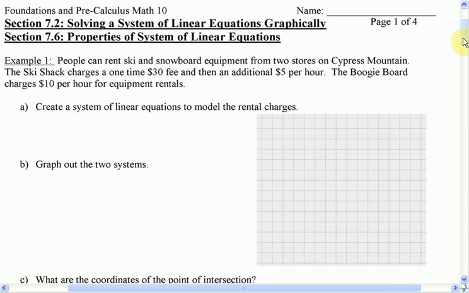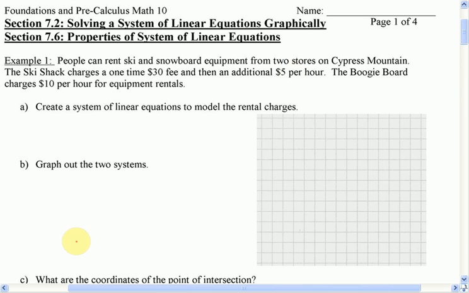People can rent ski and snowboard equipment from 2 stores on Cypress Mountain. There's a place called the Ski Shack, and they charge a one-time fee of $30. And then after that, you pay an extra $5 per hour, depending on how many hours you rent their stuff. Now, the Boogie Board is the other company on this mountain, and they don't have a one-time fee, but they charge $10 per hour for equipment rentals. So like last day, what I'd like us to do is create a system of linear equations to model the rental charges.